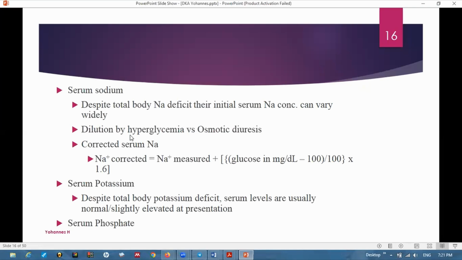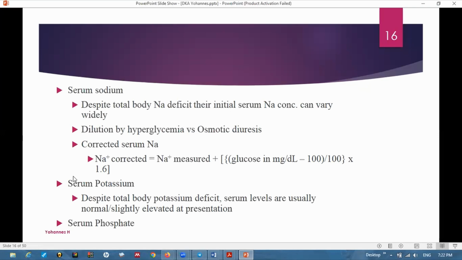And so we should correct the sodium. Here is the formula for corrected sodium: sodium measured plus glucose in milligram per deciliter minus 100, over 100, times 1.6. So for every 100 milligram per deciliter decrement in glucose, there will be a 1.6 milliequivalent increment in sodium level.